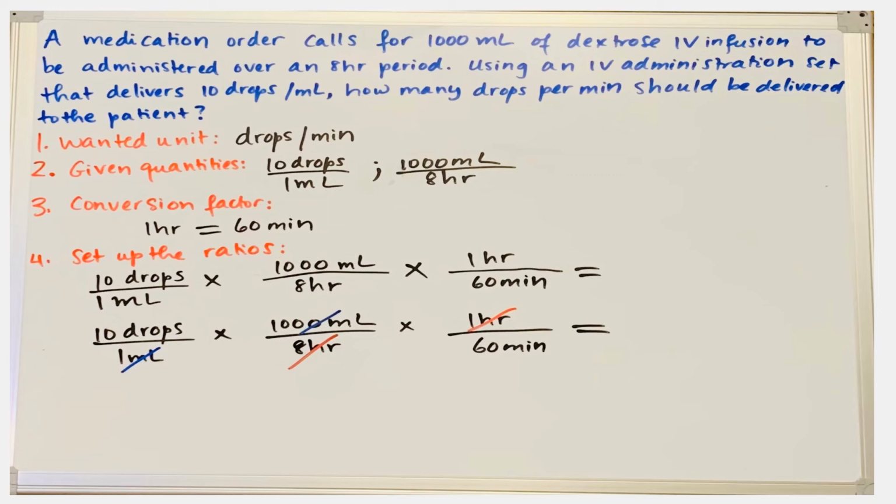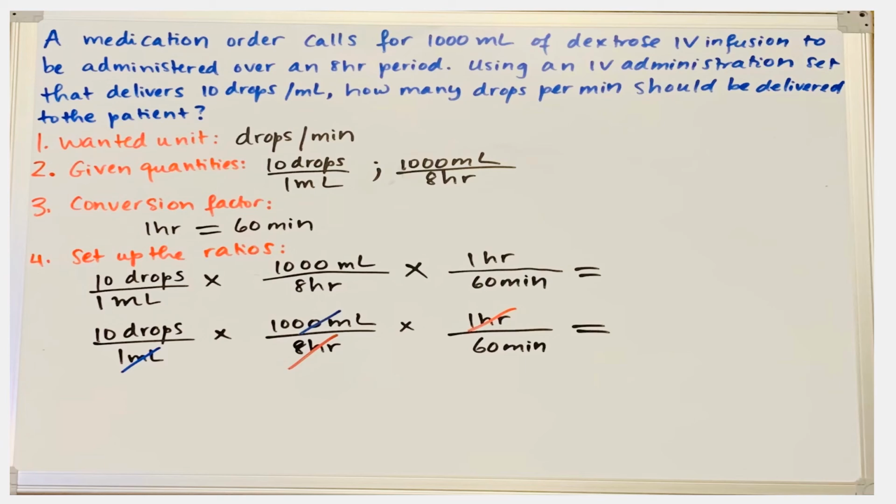Next, you have to identify if you need any conversion factors. Well, how do we know which conversion factor we need? In the problem, they give you an 8-hour period, but in your final answer, they're asking you to find drops per minute. So that tells you you'll need the conversion factor 1 hour equals 60 minutes.